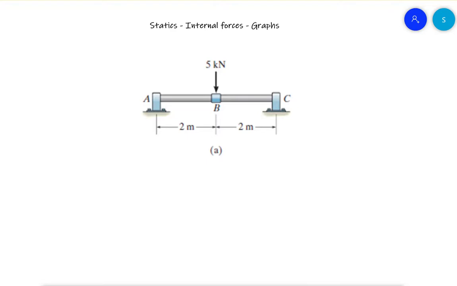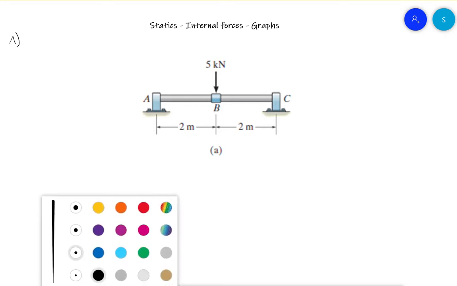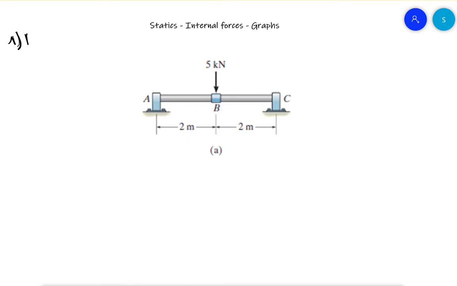This is chapter 7, internal forces, and we will do the diagrams of the shear force and the bending moment. The first step is to find the reaction force. Okay, so let's find the reaction force.